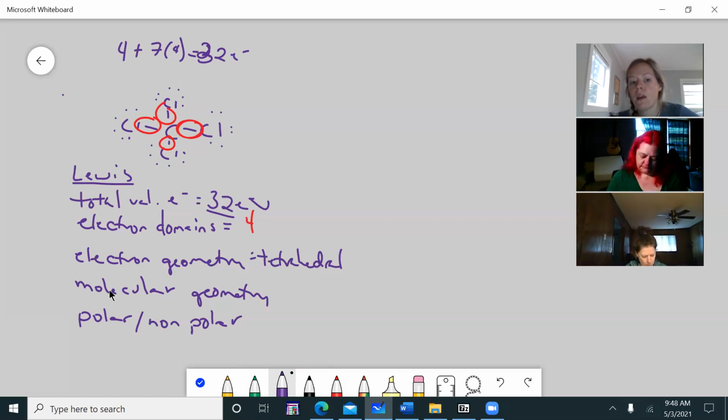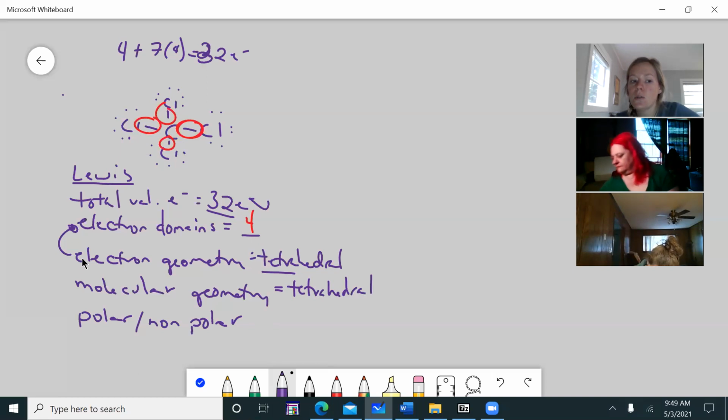Okay. The molecular geometry, what is different between electron geometry and molecular geometry? Well, electron geometry is only asking you how many electron domains you have and what shape that makes. So if there are 4, it's tetrahedral. The molecular geometry is saying, hey, how are the atoms actually arranged around each other? If every electron domain is attached to an atom, these two things will be the same. So the molecular geometry for this is also going to be tetrahedral.